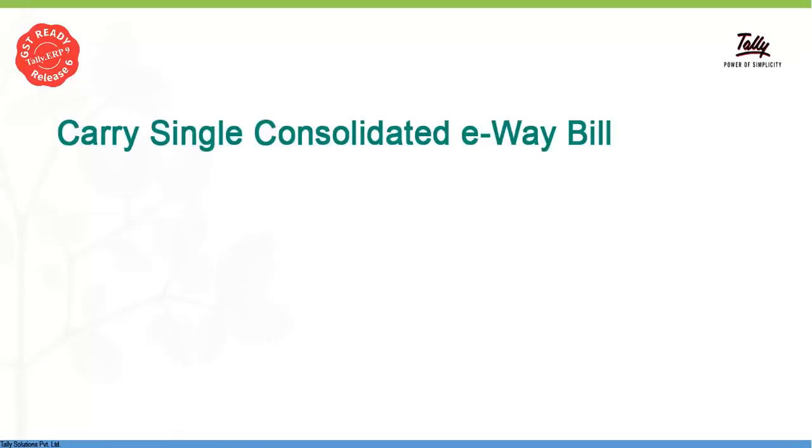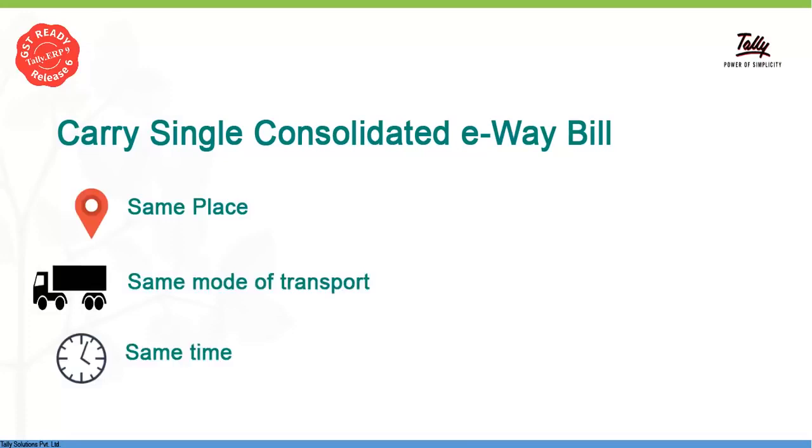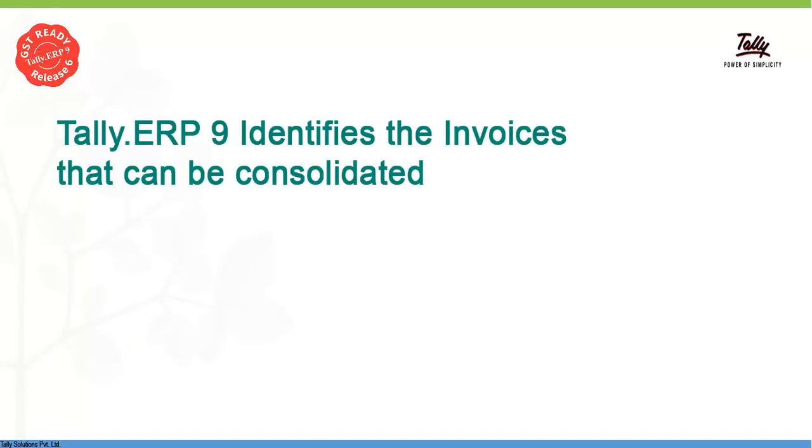E-way bill rule allows you to carry a consolidated e-way bill number for supplies with separate e-way bill numbers, but dispatch from the same place using the same mode at the same point of time. This will help you avoid carrying separate e-way bills for each invoice in the shipment. With Tally ERP 9, the task of identifying invoices that can be consolidated is simplified.